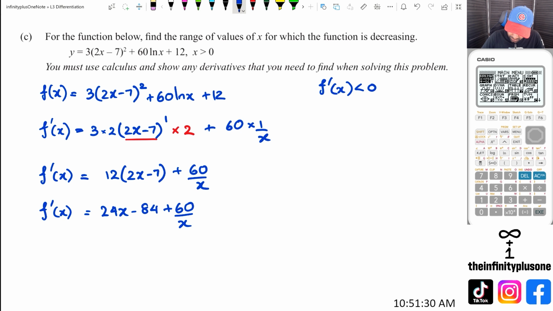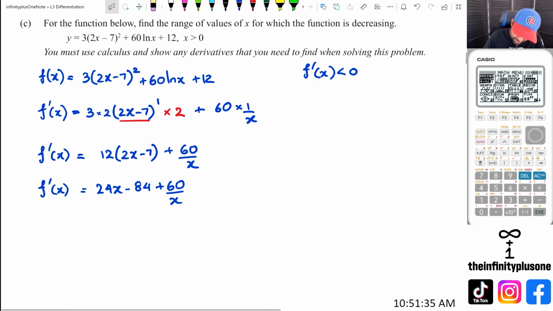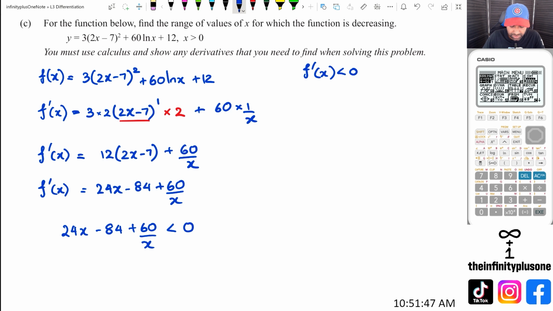So basically what I'm trying to figure out is when is this particular graph less than 0. So I got 24x minus 84 plus 60 over x, and I want to figure out when this is going to be less than 0. And that's for decreasing functions. So the first thing I'm going to do is multiply everything by x, because I don't like that x in the denominator. And when I do that, I'm going to end up with 24x squared minus 84x plus 60 is less than 0.